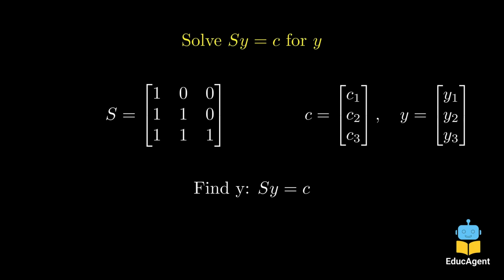We are given a lower triangular matrix S and a column vector C. We will solve SY equals C for Y. Write Y as S inverse times C, and determine if the columns of S are independent. Pause and think for a moment. If you don't know the answer yet, you'll feel the satisfaction of learning it soon.